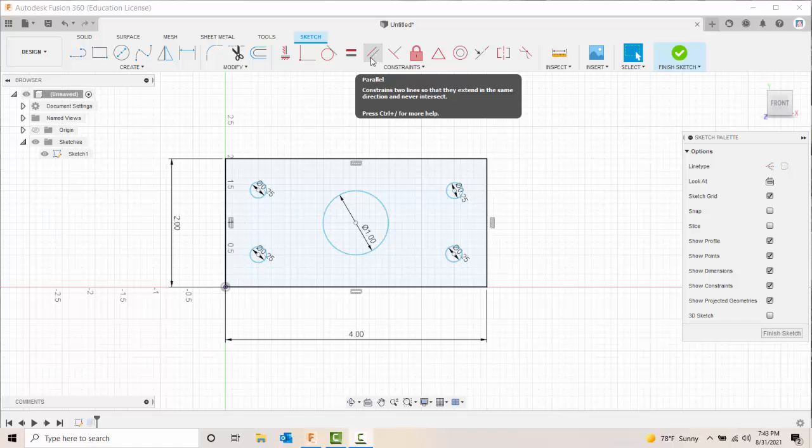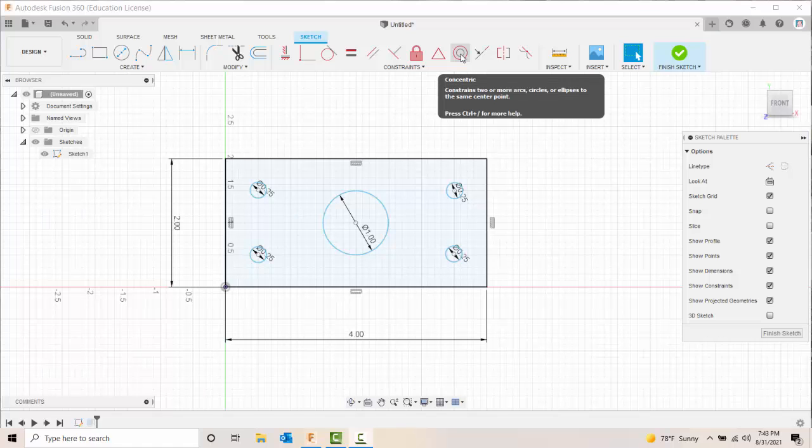We have parallel, so two lines are parallel. They never intersect. We have perpendicular, where two lines are at 90 degrees to each other. We can lock or fix something in place so it doesn't move. We can also set the midpoint, so it constrains the object to the midpoint of a different object. We can have a concentric constraint, which constrains two or more arcs or circles to the same center point.